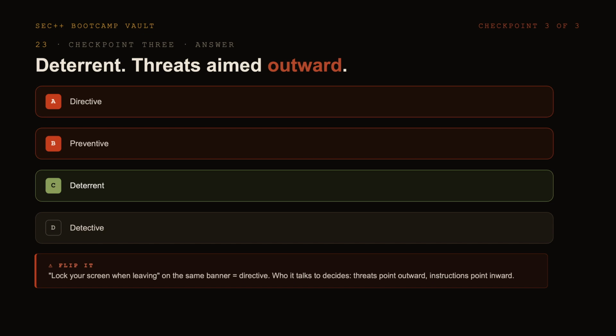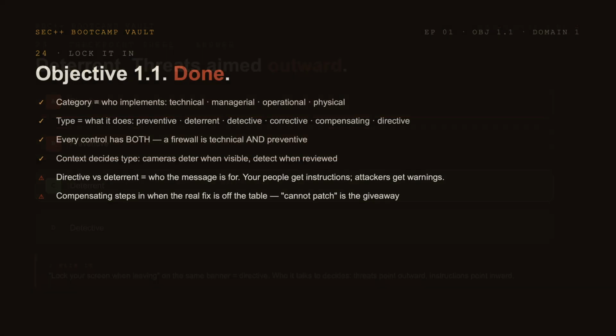Deterrent. The banner threatens consequences to scare off anyone who should not be there. It does not block anything, so it is not preventive. And it is talking to the would-be intruder, not giving instructions to an employee, so it is not directive. That is trap number 1 from our list. Now flip it. If the banner instead said, "Save your files to the shared drive and lock your screen when you walk away," that would be instructions for your own people, and Directive would win. A threat pointed outward makes this one deterrent.